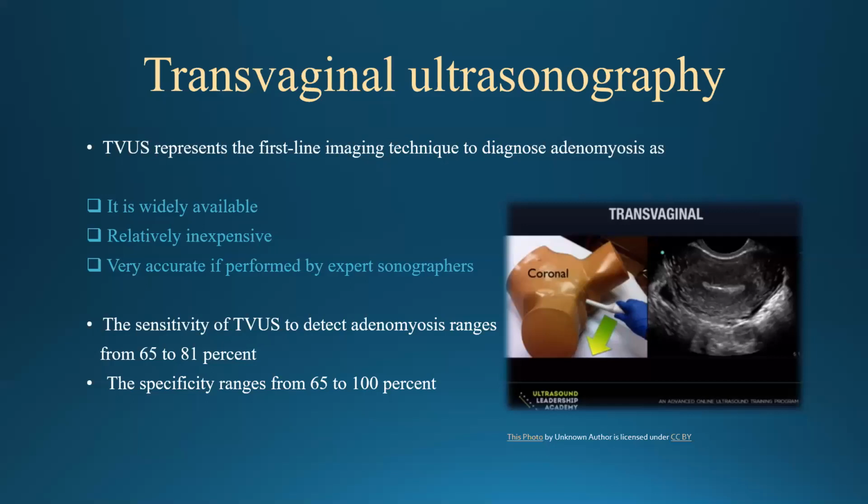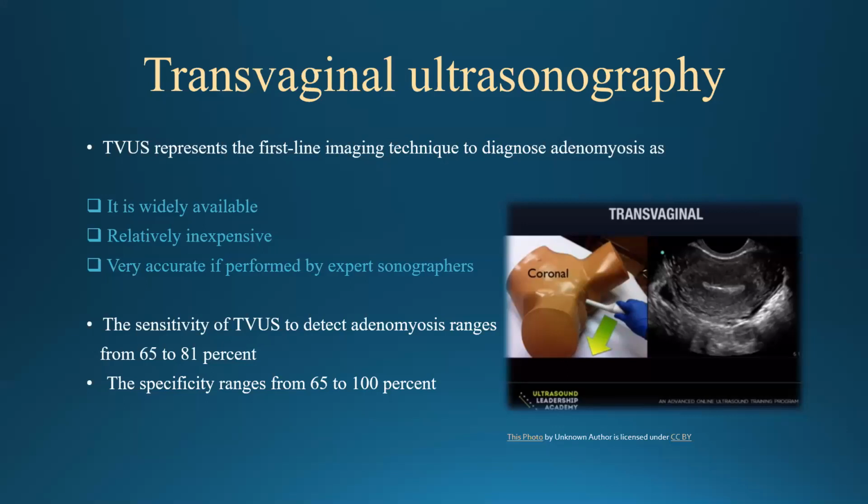So what's the sensitivity to detect adenomyosis? It ranges between 65 to 81%. Not too bad, right? For a non-invasive technique. And the specificity ranges from 65 to 100%. That's why we like ultrasound. We depend heavily on ultrasound in the diagnosis of most adenomyosis cases nowadays.